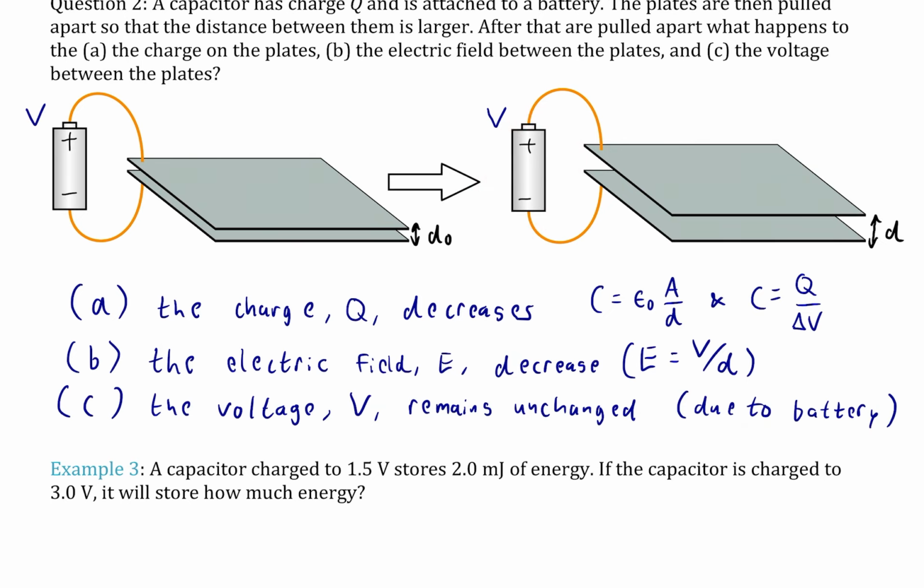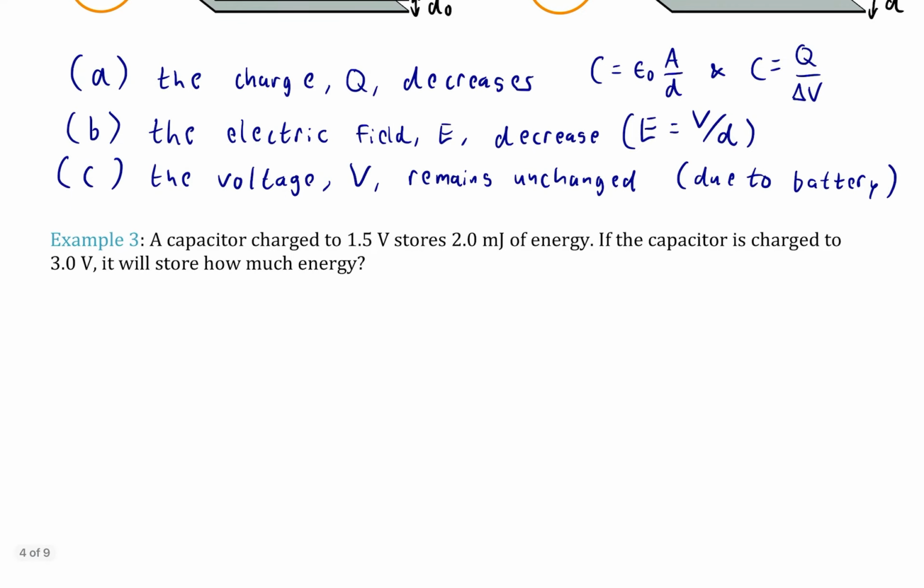Okay, they are a voltage source. Okay, so let's move on to our next type of problem, example 3, one that involves energy. A capacitor charged to 1.5 volts stores 2 millijoules of energy. If the capacitor is charged to 3 volts, it will store how much energy?